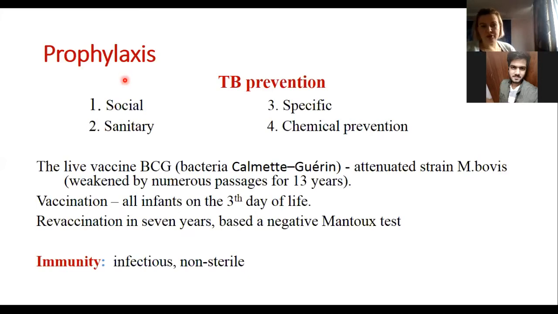I wrote about revaccination because in our country we do revaccination. In India, I couldn't find it. Infection immunity is non-sterile. It means that infection immunity can work if the bacteria are present.